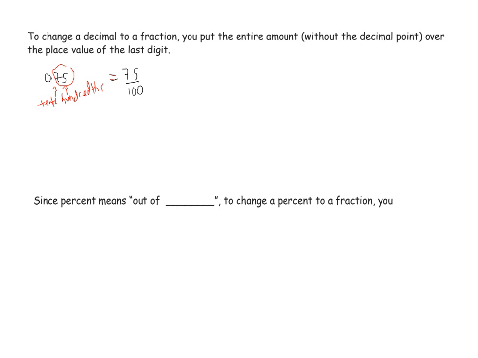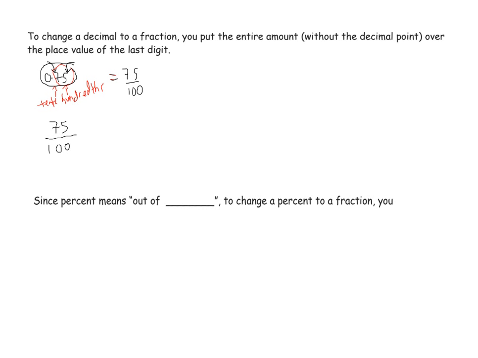And then it is important to reduce the fraction. I'm going to come back to that as well. So the way that it's described up here is to change the decimal to a fraction, you put the entire amount. So take this whole number here without the decimal, and that becomes your numerator. You don't need the 0 out front, but your numerator becomes 75, no decimal. And then your denominator becomes a 1 with as many zeros as there are place values to the right of the decimal. So we have a place value in the tenths, so we need a 0 for the tenths. And then we also need a 0 for the hundredths, so we get 75 hundredths.